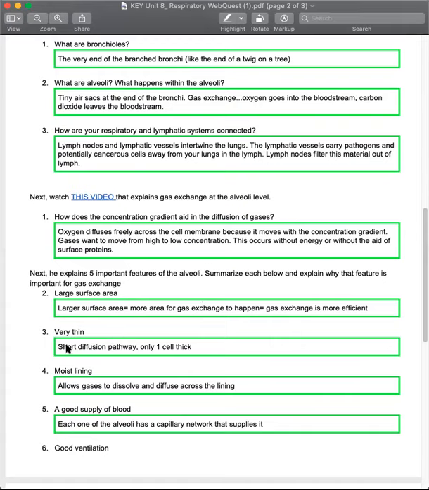In addition, the capillaries that go past the alveoli only allow one cell to pass through at a time. So each blood cell that passes the alveoli is able to do that gas exchange with the very thin lining of the alveoli. It's also moist, which just helps the gases dissolve and diffuse through the lining.